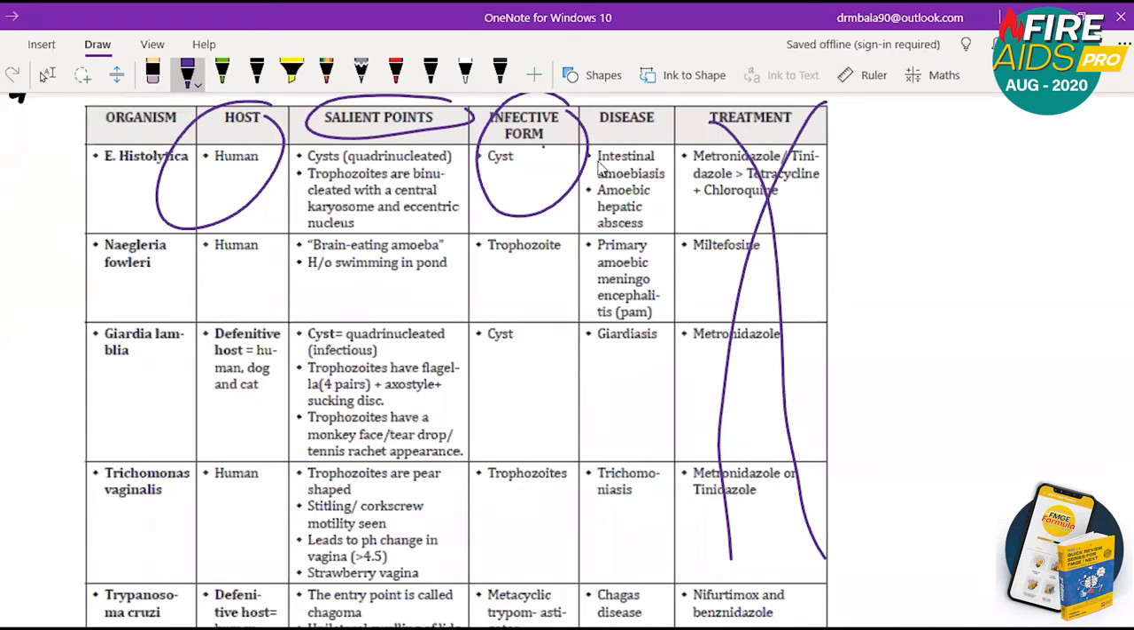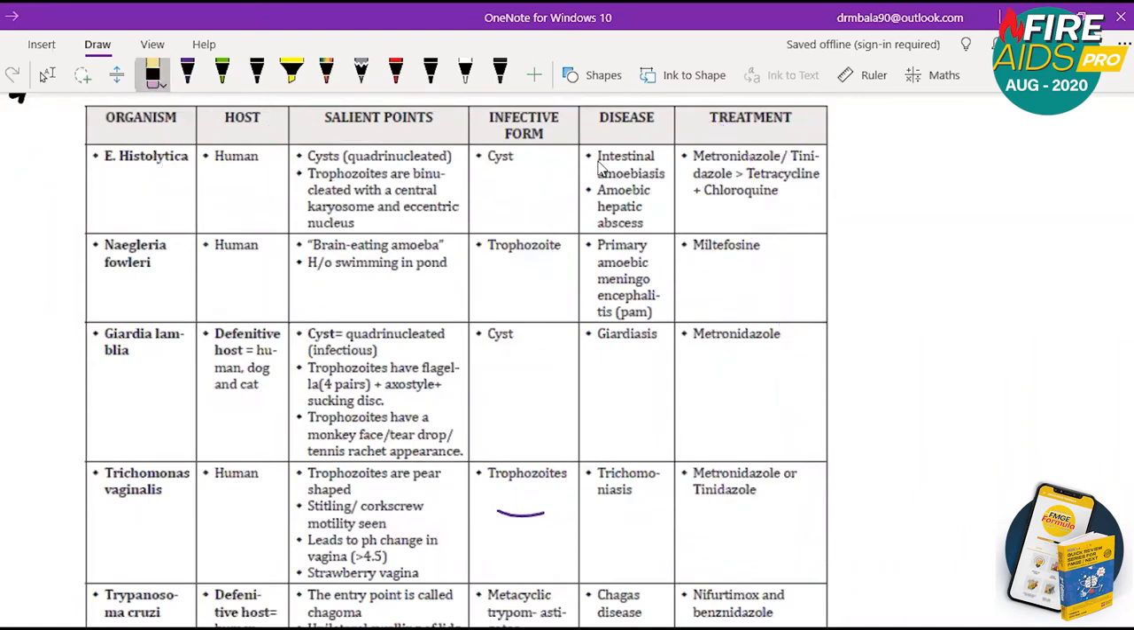The reason they stress this more is to reduce the chance of infection for others. If you control it here and know exactly what the infective form is, you would know exactly what you are dealing with. That is exactly where they will focus. MCQs always focus on what exactly is necessary for doctors. Okay, so I'll start again with E. histolytica. I said the cyst is the infective form. Now next is Naegleria fowleri. This is called the brain-eating amoeba.